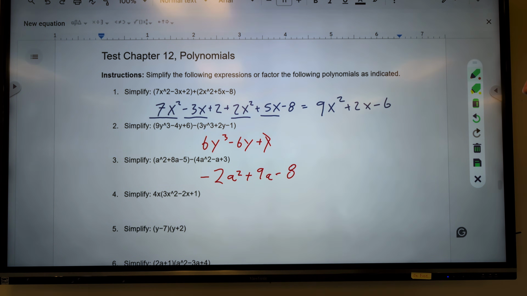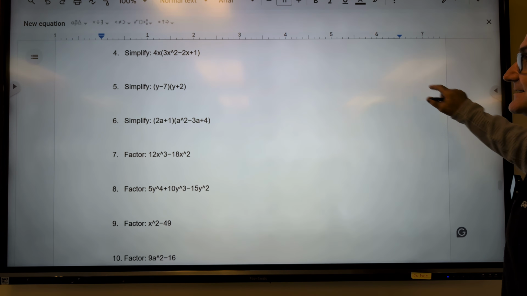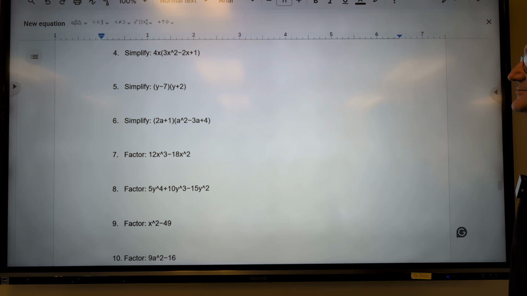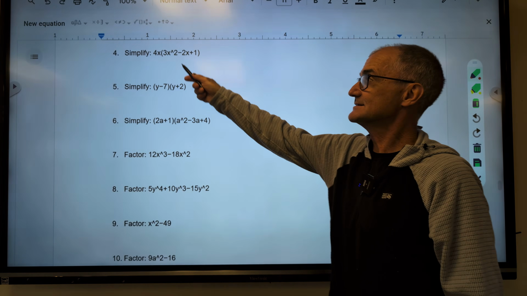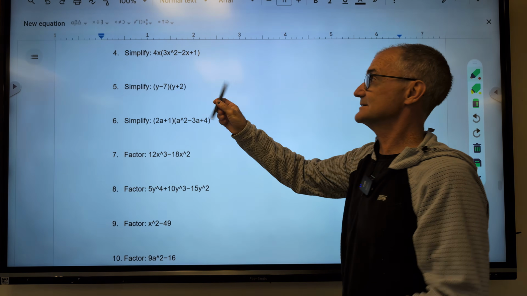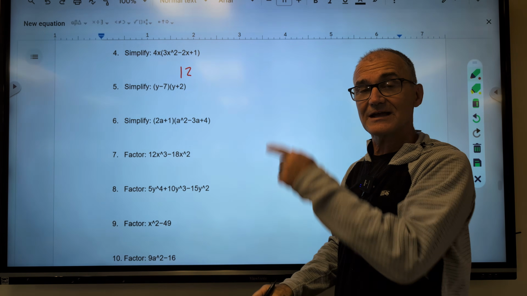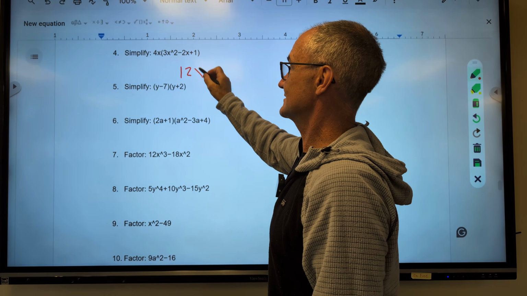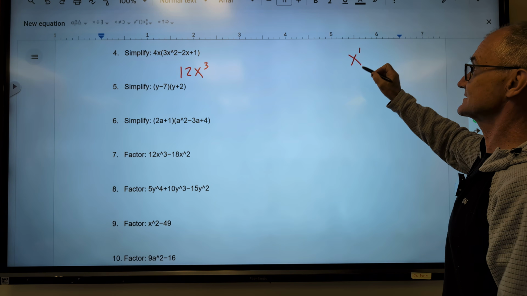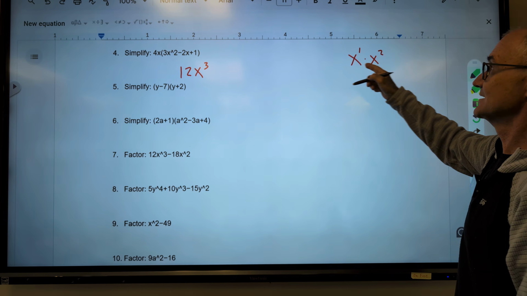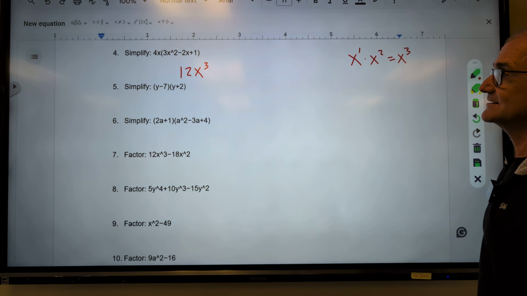Here we are with addition and subtraction. Let me move this up to number 4 here a little bit. And then now we got to distribute that 4 through that whole quantity. 4x times 3x squared is going to give me 12. x times x squared is x to the third, right? What I'm saying is x is really x to the 1 times x squared. Bases are the same, x, and I add my exponents, x to the third.